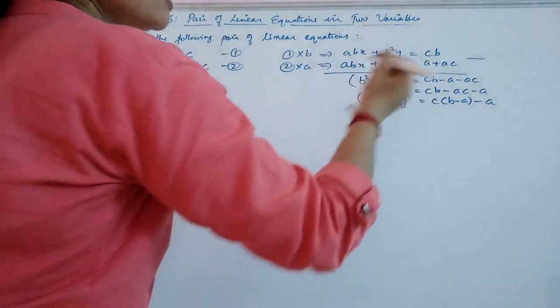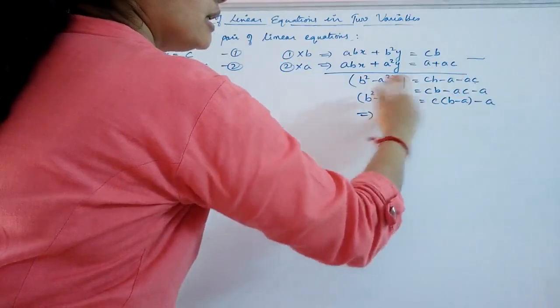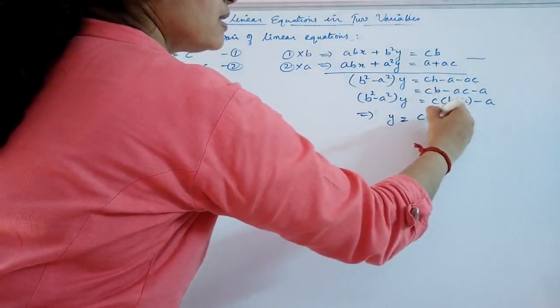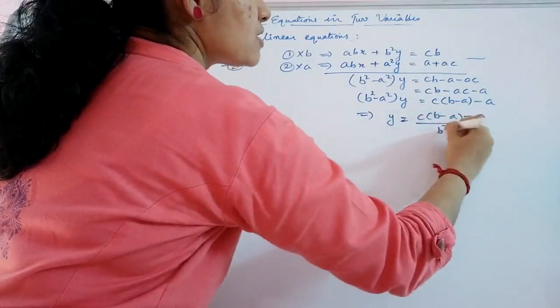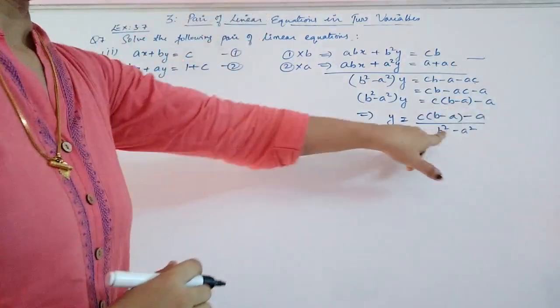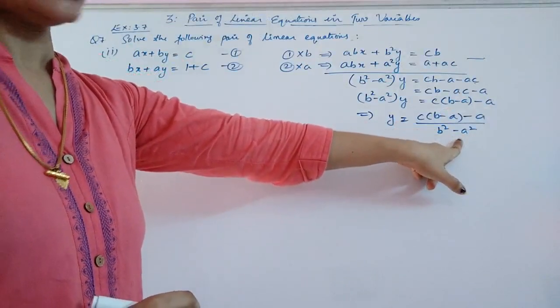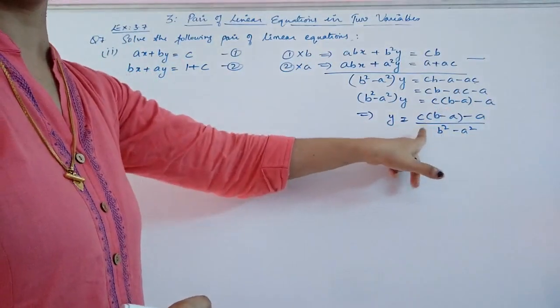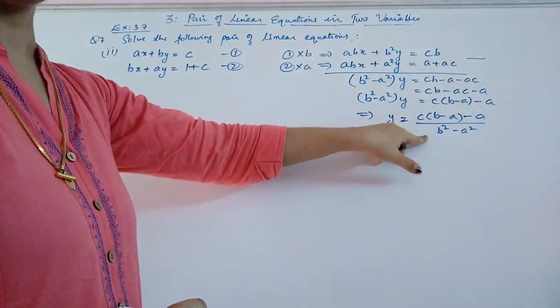Now if you want y is equal to, what we will do, take this to the other part, so you get c into b minus a divided by b square minus a square. Now the answer preferred here in the denominator is a square minus b square. That means we are just taking out a negative sign and giving it to the numerator, or else you take negative from both the sides and cancel them.